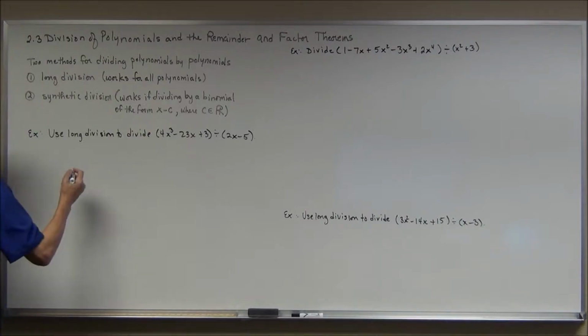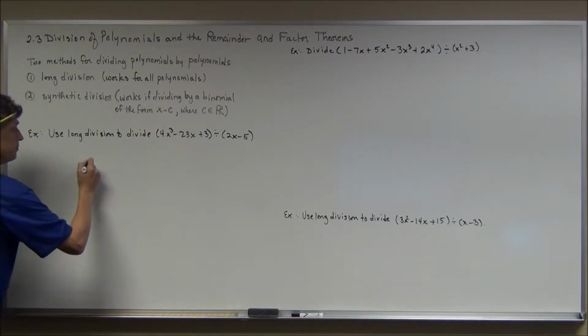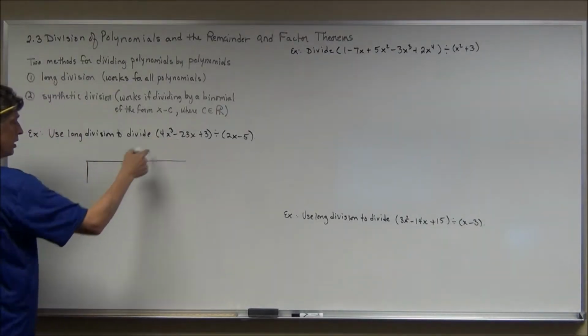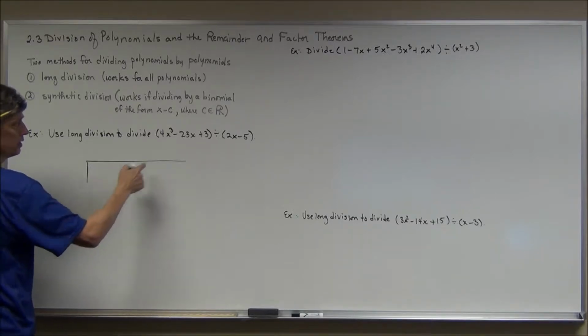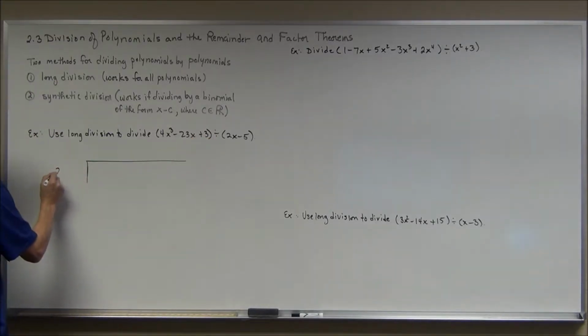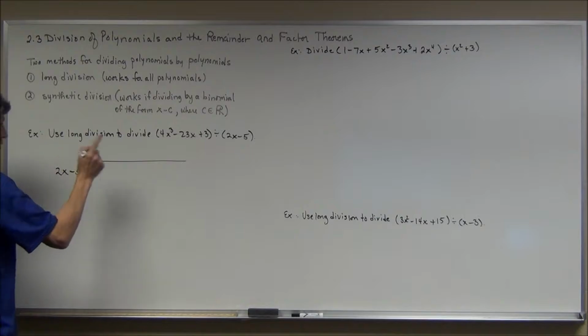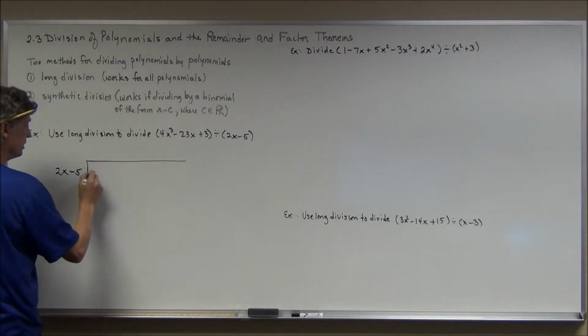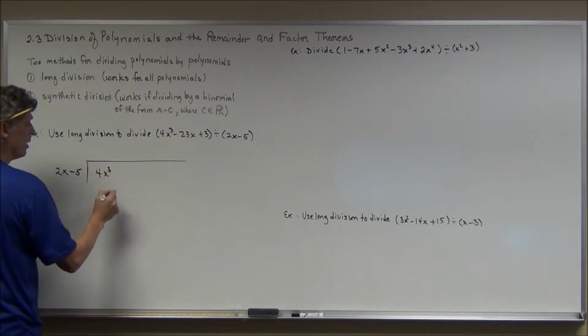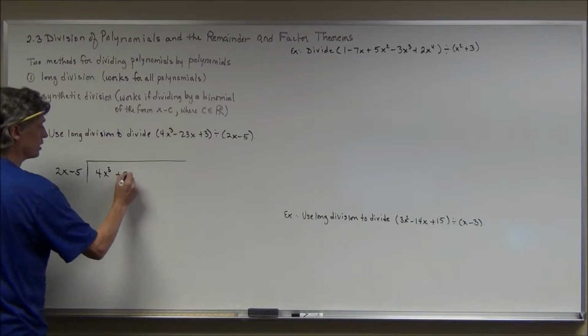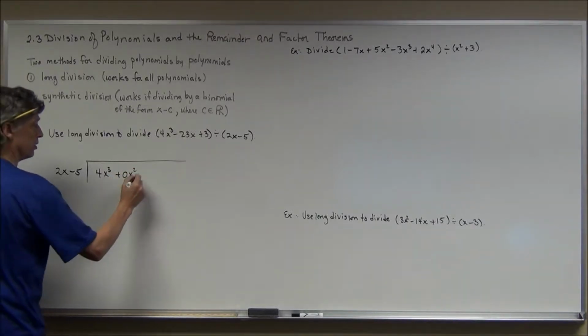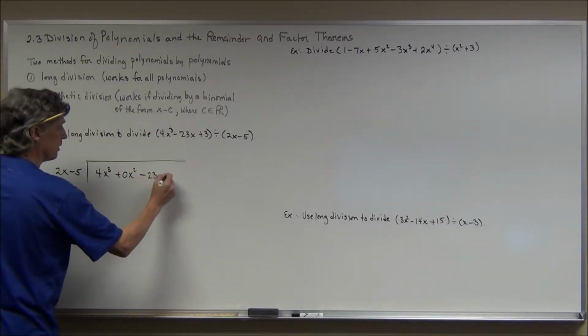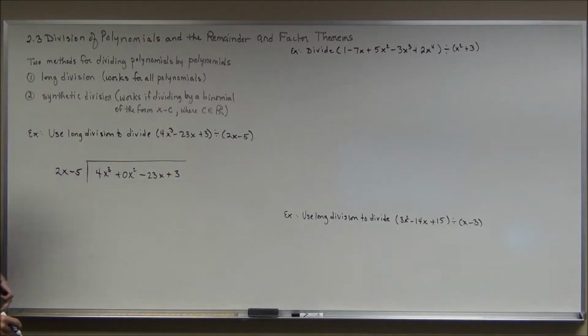And I am going to set up a traditional long division. This is going to go under here, under the house, and this is going to go on the outside of the house, so out here at 2x minus 5. Now note what I'm going to do right here. I'm going to write this out as 4x to the third, but I'm going to put plus 0x squared as a placeholder, minus 23x plus 3. As you're going through these steps, you want like terms to line up. This will help with that.